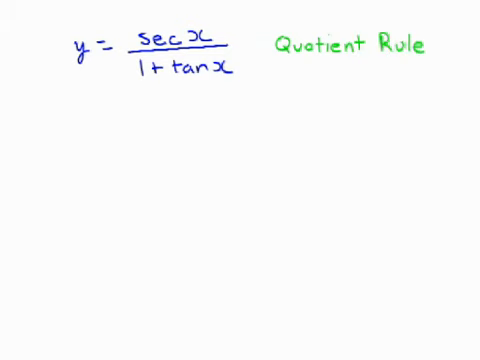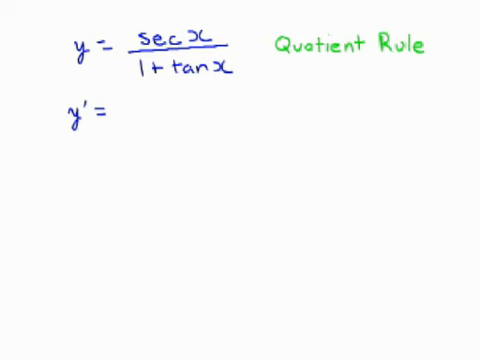In this particular example, we've been asked to take the derivative of the function y equals secant x divided by 1 plus tangent x. In this case, we've got to use the quotient rule in order to find the derivative. The quotient rule reads as y prime of x is equal to g of x, f prime of x, subtract f of x, g prime of x, all divided by g of x squared.